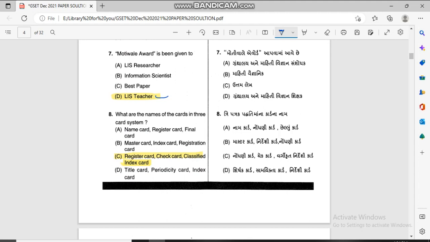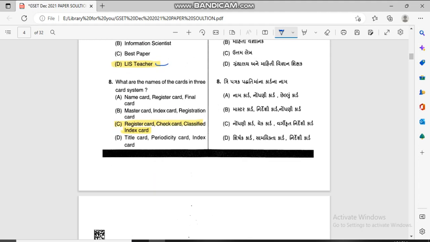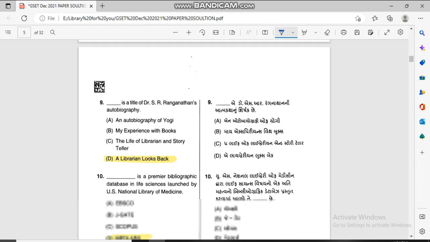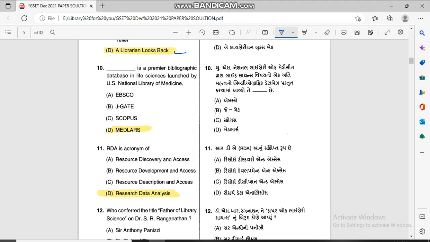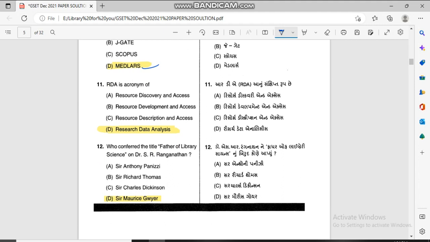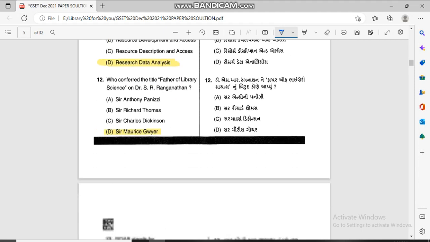What are the names of the cards in the 3-card system? Register card, check card and classified index card. Blank is the title of Dr. S.R. Ranganathan's autobiography. A Librarian Looks Back. MEDLARS is a premier bibliographic database in life science launched by the US National Library of Medicine. IDA is a research data analysis.